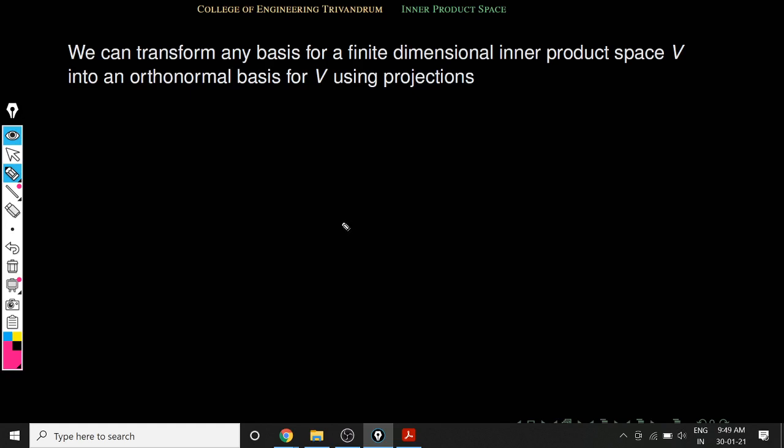Okay, next we consider another algorithm. The idea of this algorithm is we can transform any basis for a finite dimensional inner product space V into an orthonormal basis. We know that if a set is orthogonal, then we can construct the corresponding orthonormal set by dividing by its norm.